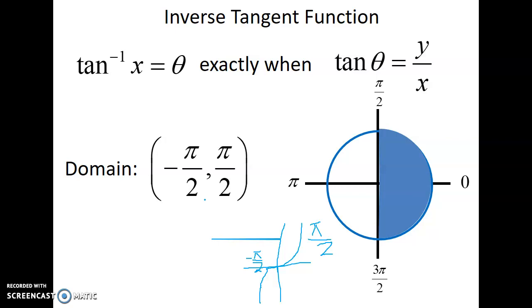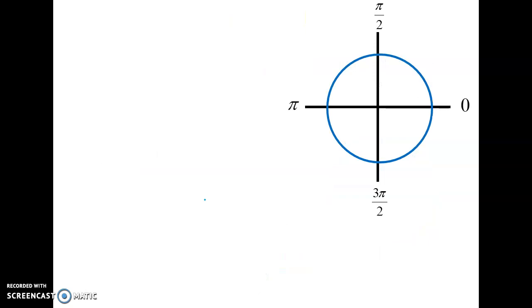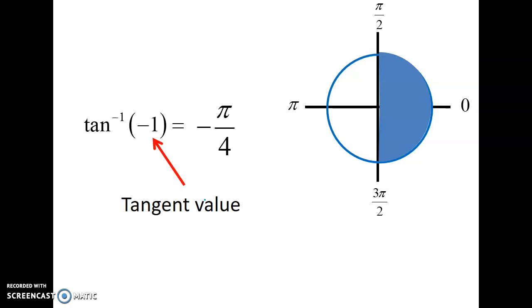Okay. So some examples for tangent. You have tangent of negative 1. So where does the y divided by x, because that's what tangent is, where does that give you negative 1? So that's going to be at negative root 2 over 2 divided by positive root 2 over 2, which is at negative pi over 4. Okay, because again, you're going backwards, not around the unit circle. You're going backwards to get there.